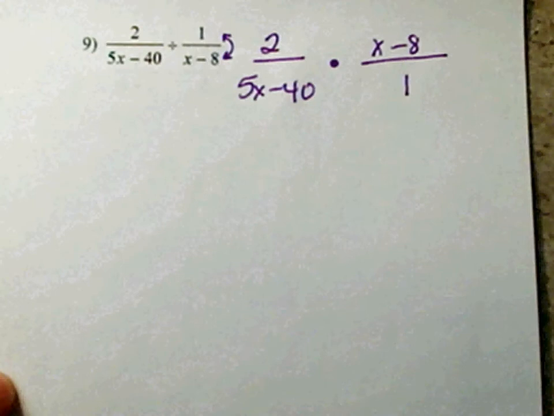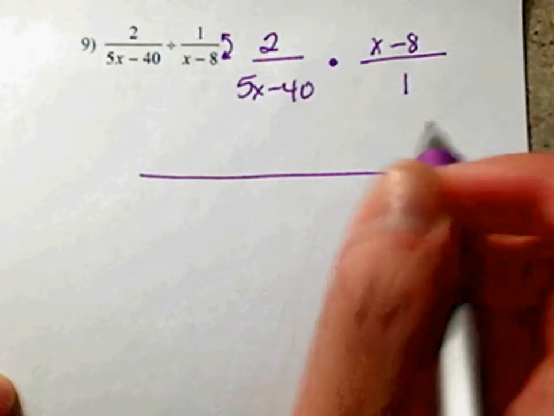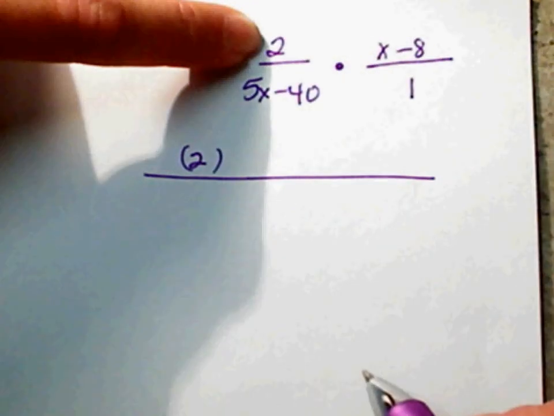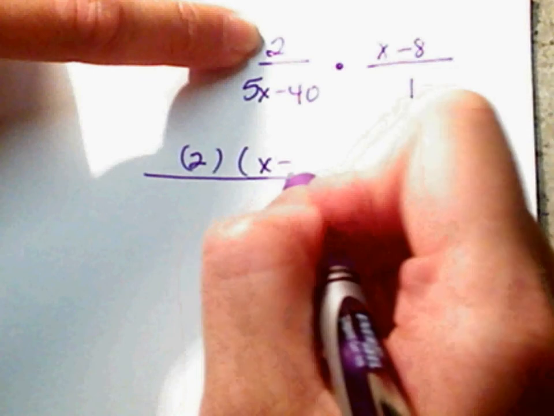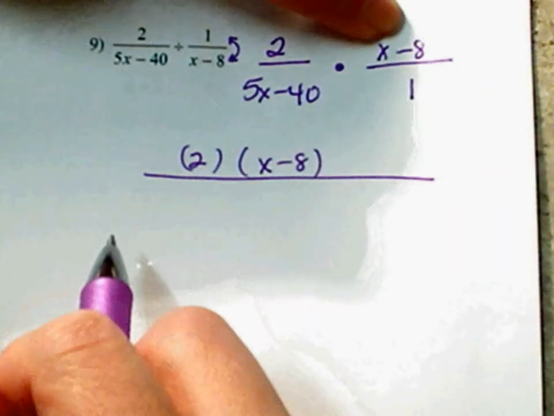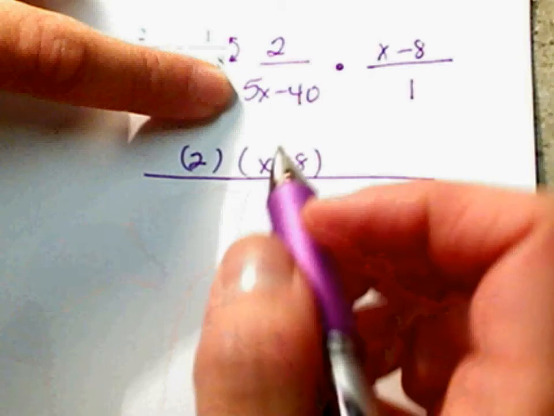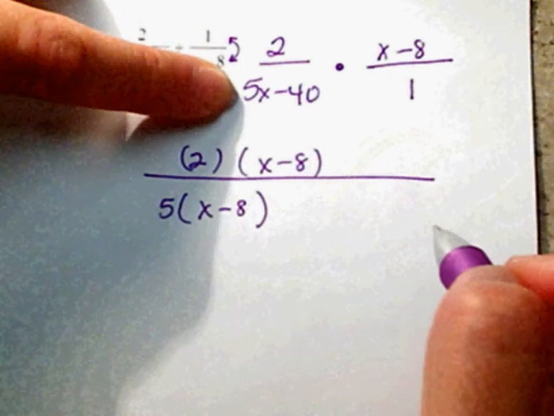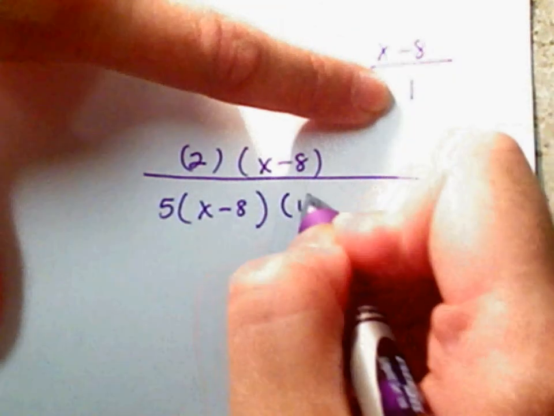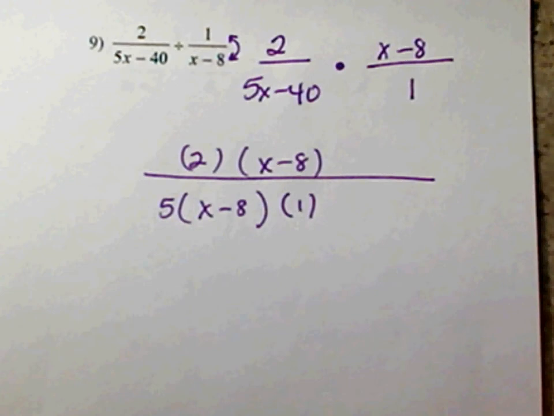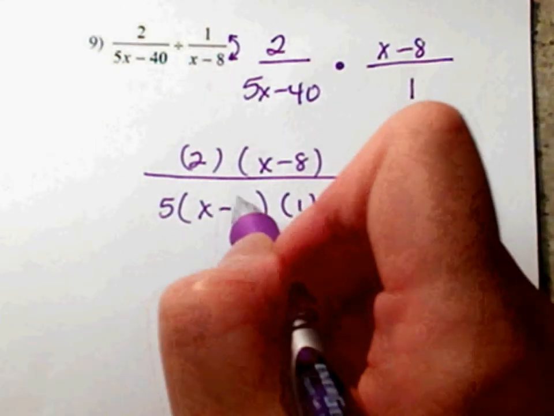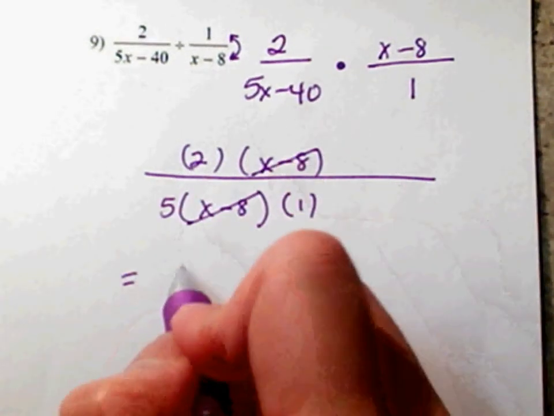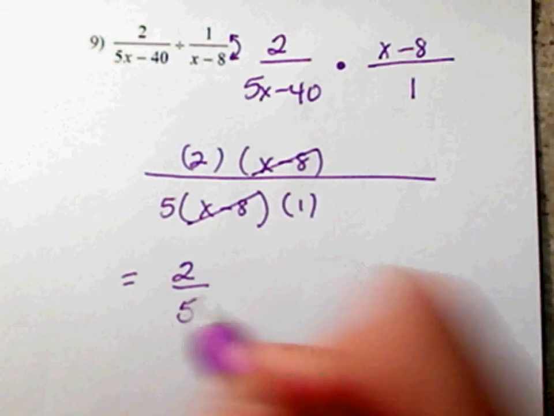Draw your line. Take a look at that first one. Nothing there. Already simplified. Same goes for that one. Already simplified. Look at that. What do you need to factor out? A 5. And you are left with x minus 8. And then you have a 1. And if you really want to write that 1, you can, but you don't need to. See what cancels out. X minus 8. So now you have 2 times 1 is 2. 5 times 1 is 5. There's your number 9. Okay.